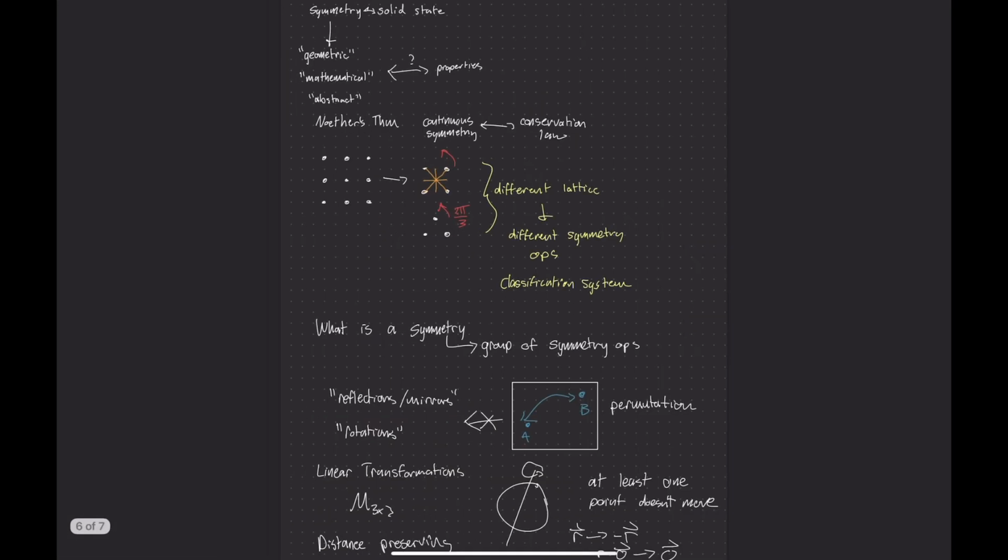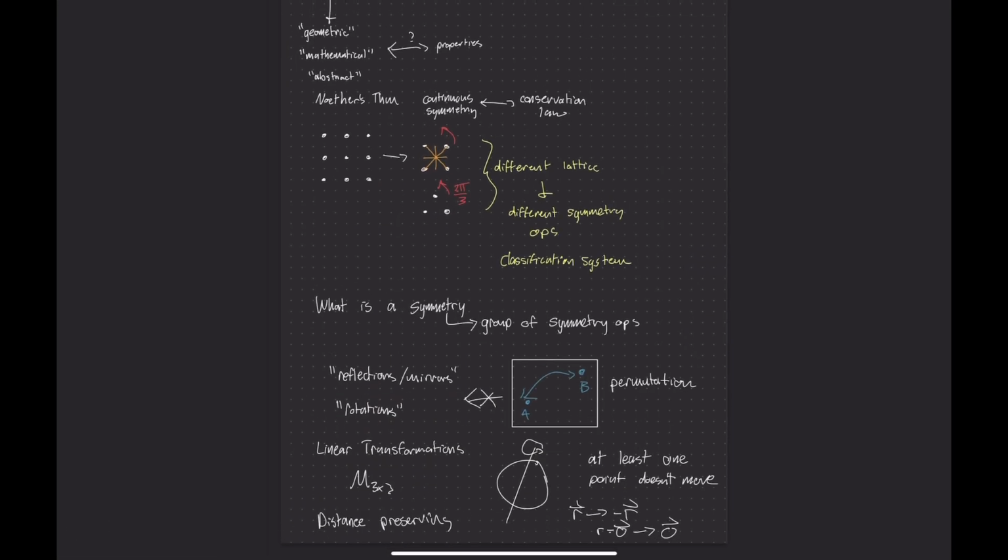With the restrictions that we just came up with in mind, so the distance preserving, the 1 point not moving, rotations, reflections, linear transformations, all of these restrictions in mind, what you actually get when you talk about all of the available symmetries of an object is called a group.